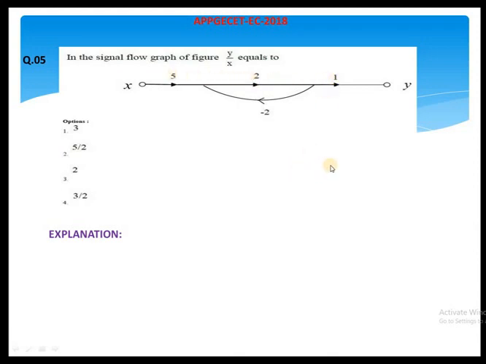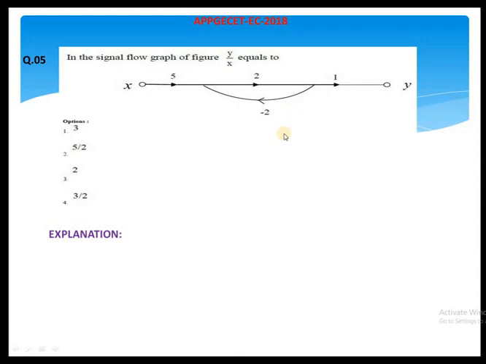So P1 delta 1. We have only one forward path, so we have only the numerator part P1 delta 1. P1 value is 10. What about the delta 1 value? Delta 1 is nothing but 1 minus the loops which are not touching that forward path. But here we have only one possible loop, which is also touching the first forward path. That's why the delta 1 value is also 1. So the numerator part P1 delta 1 is nothing but 10 into 1.